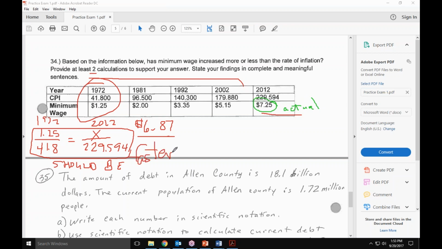Now, the reason it says provide 2 calculations is that, depending on what years you pick, you might get 2 different answers. So oftentimes we'll say, okay, let's do the same thing again, but now let's use 1981. In 1981, the minimum wage was $2 with a CPI of 96.5. Still thinking, what should it be for 2012? And generally, you want to use your most recent year. You would do the same thing and solve this proportion. So 2 times 229.594.